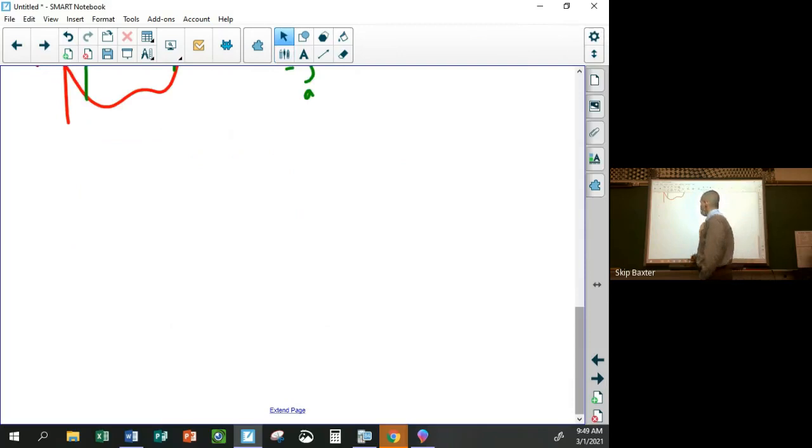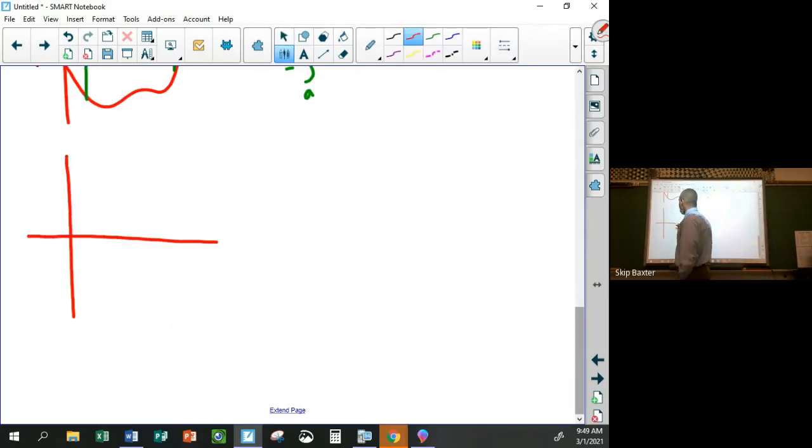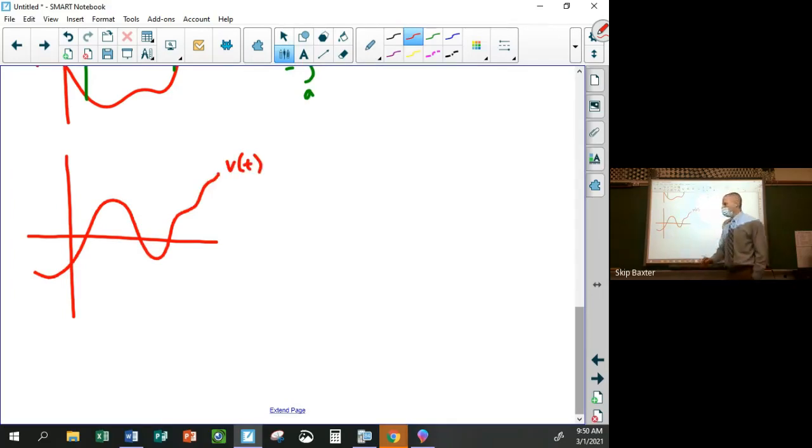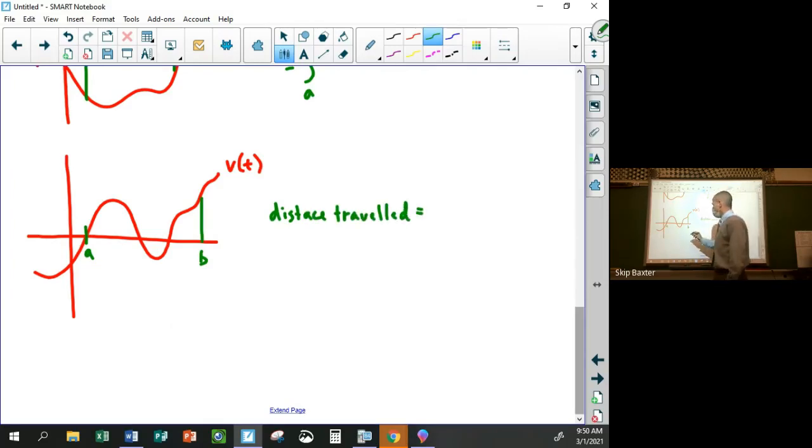Okay, case 3. What if you have a velocity function that goes like this? Sometimes it's negative, sometimes it's positive, and you're trying to calculate the distance traveled from A to B. So would you have to find zeros and then add it all up? Yeah, okay. So the distance traveled, in this case, let's simplify: if this is A and this is B and this is C, it's going to be A plus B plus C in area, right?